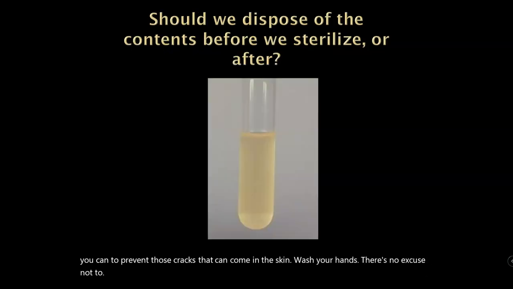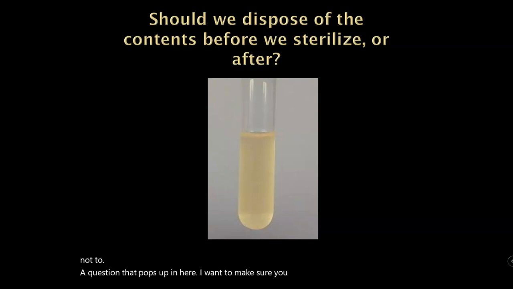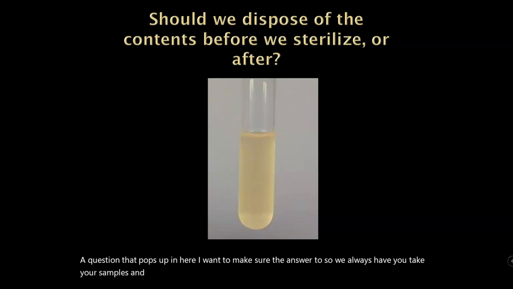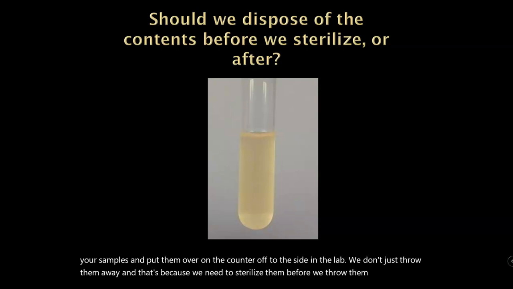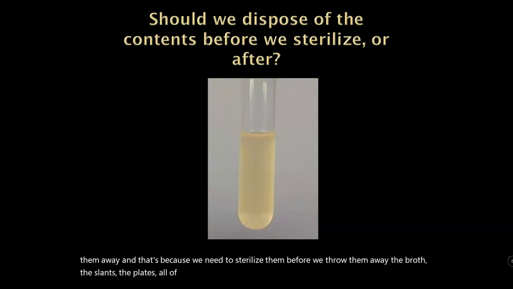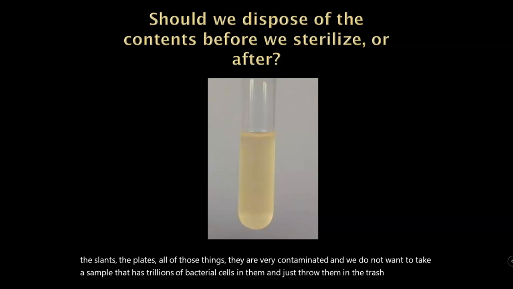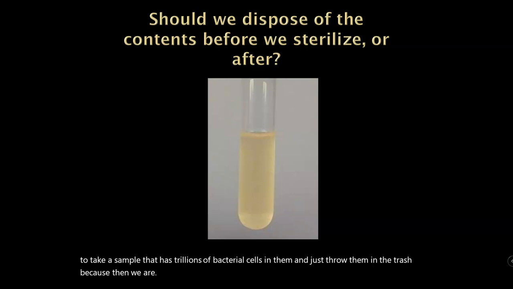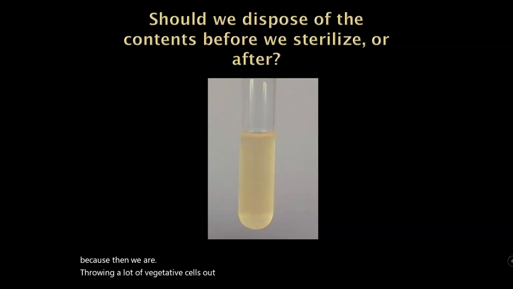A question that pops up in here I want to make sure you know the answer to. So we always have you take your samples and put them over on the counter off to the side in the lab. We don't just throw them away, and that's because we need to sterilize them before we throw them away. The broths, the slants, the plates, all of those things are very contaminated, and we do not want to take a sample that has trillions of bacterial cells in it and just throw it in the trash, because then we are throwing a lot of vegetative cells out into the world, and we don't want to do that.